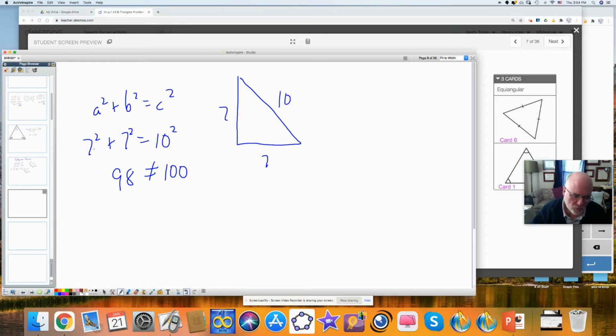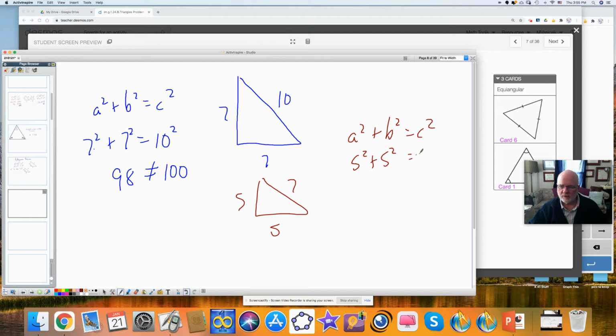On the second one of these, it was a 5, 5, and 7. So if you do a squared plus b squared is equal to c squared, you have 5 squared plus 5 squared. That's 25 plus 25 is 50, and that's not equal to 49. 50 is not equal to 49. Now notice in this one, this would-be hypotenuse, the longer side, is less than this sum. On the other one, it's more than.